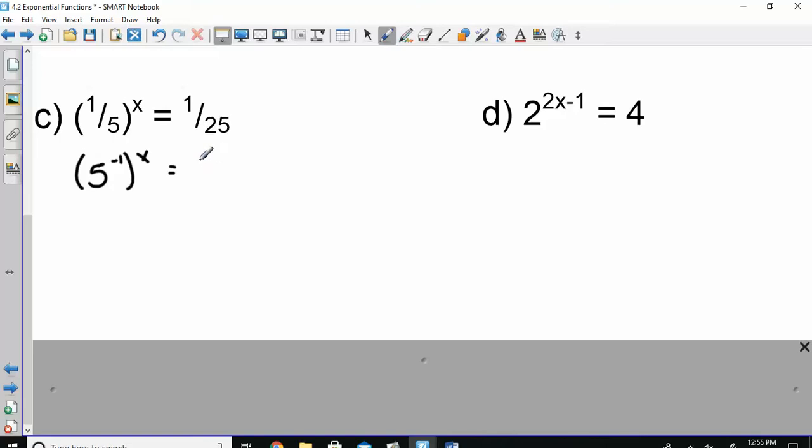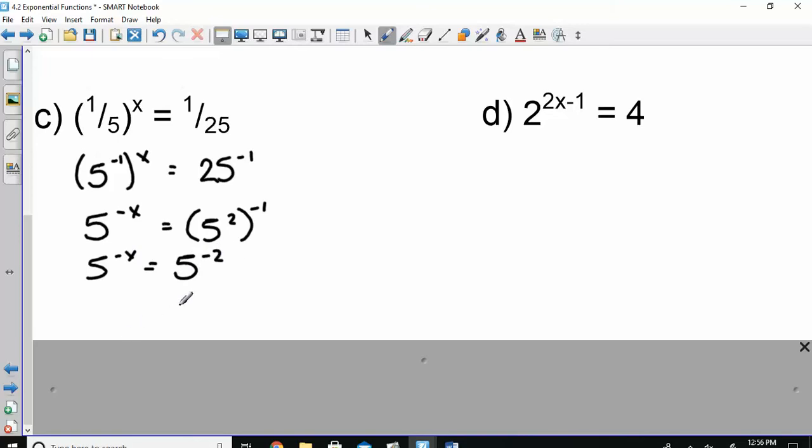1 over 25. So that's like 25 to the negative 1. Okay. Power to a power, what do you do with those exponents? So that becomes a 5 to the negative x equals, okay, what could I change 25 to? So you have 5 to the negative x equals 5 to the negative 2. So if you set your exponents equal, divide and you get x equals 2. So that is one option.